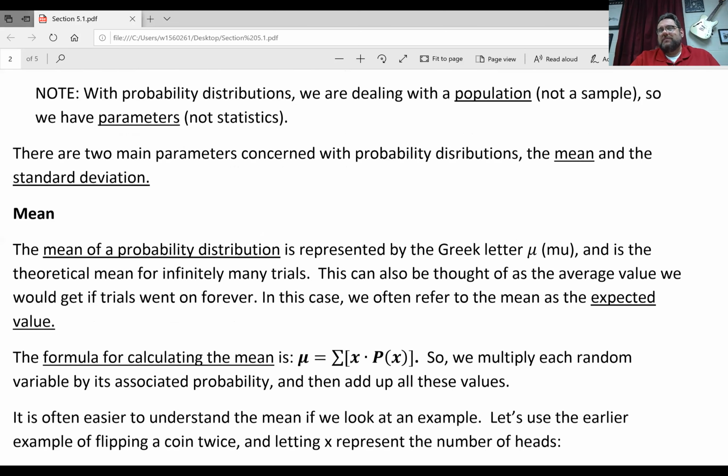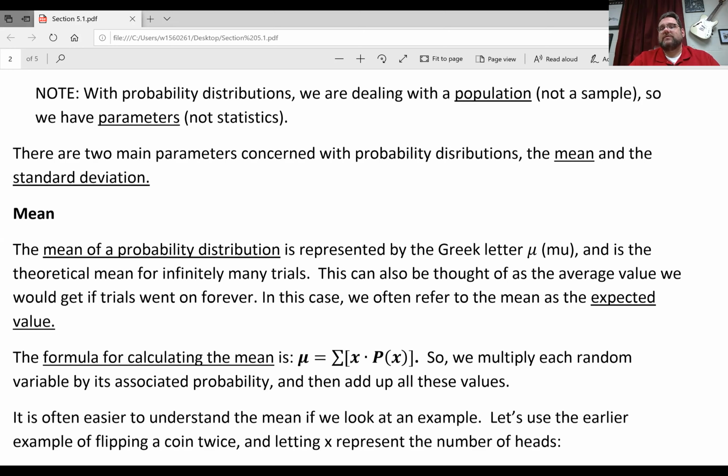All right, now just a side point. When we're talking about probability distributions, we are talking about the entire population. We're not talking about a sample. So instead of having a statistic, we're going to have parameters. Parameters go with population, statistics with sample, P with P, S with S. And when we're talking about probability distributions and doing things with those, there are two major parameters that we're worried about, and they're the mean and the standard deviation.